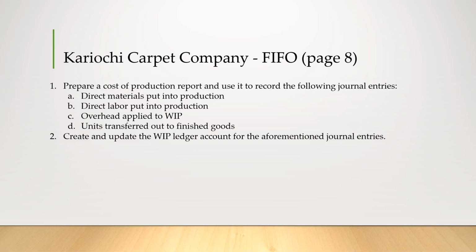Using the previous information, let's build a cost of production report, then use that report to record our journal entries for direct materials put into production, direct labor put into production, overhead applied to work in process, and units transferred to finished goods. Once we have our journal entries, we'll use them to update the WIP ledger account for the cutting department. Basically, let's repeat the same tasks as in the previous example.